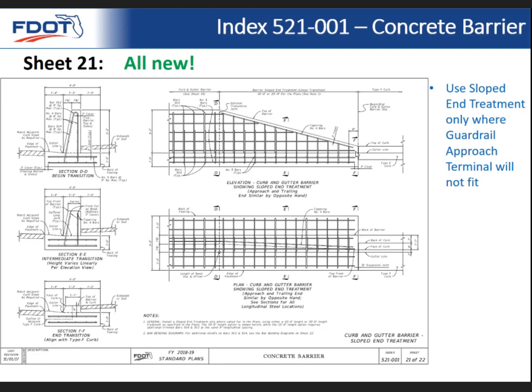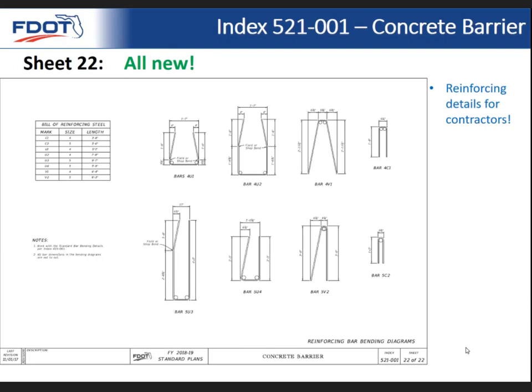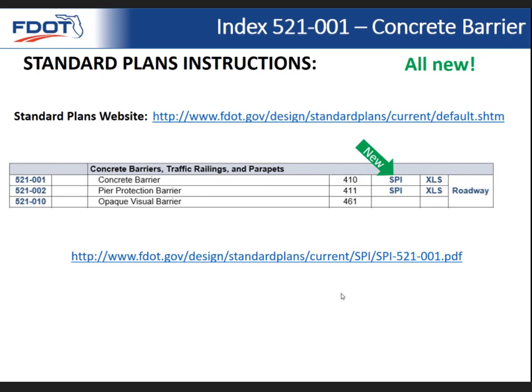The sloped end treatment only, like I said, is considered the secondary option. It does have some restrictions on use. It can only be used with a design speed of less than or equal to 35 miles per hour. It requires DDE approval, and these requirements are seen in FDM 215, and the SPI will also refer you to the proper location in the FDM. So the requirements are explained in the standard plans instructions. Got some reinforcing details for contractors, and that wraps up looking at the index sheets themselves.